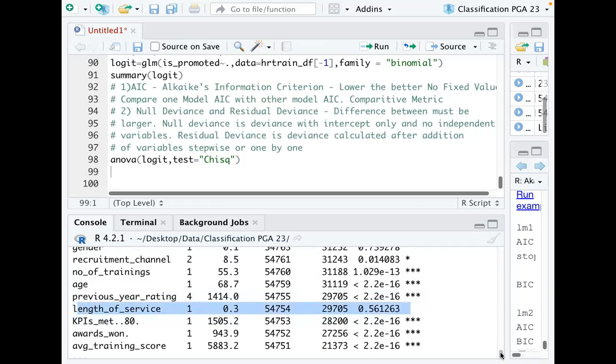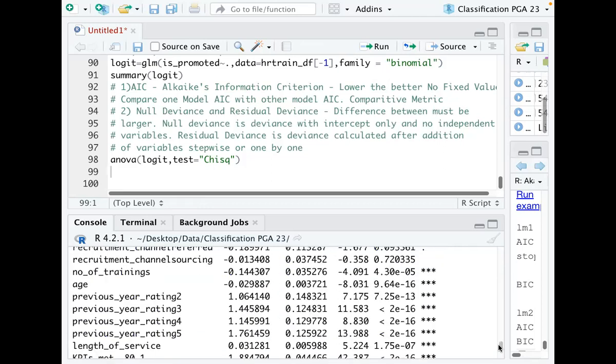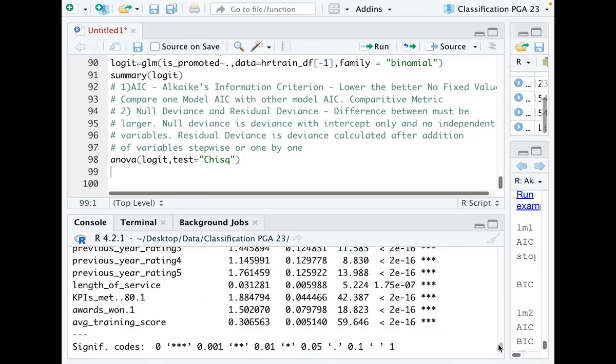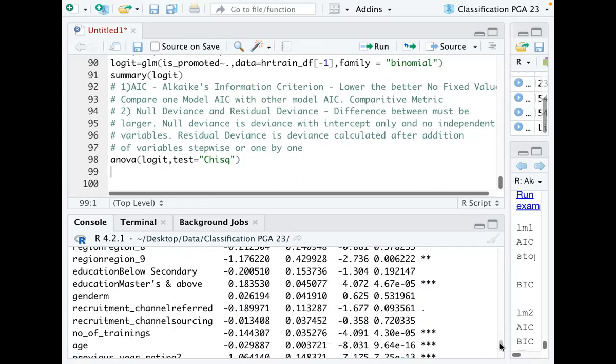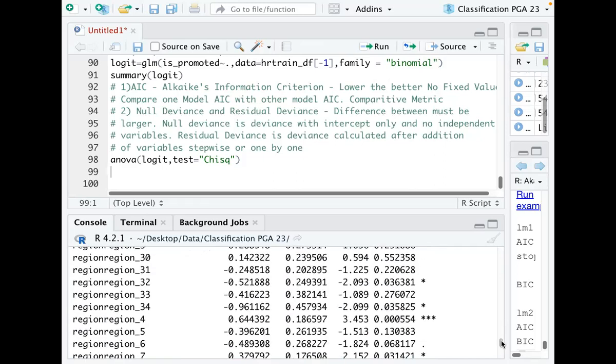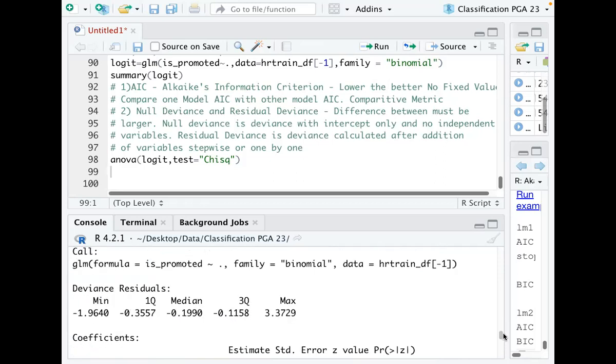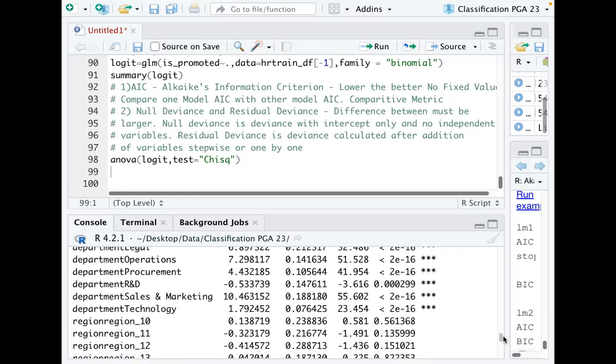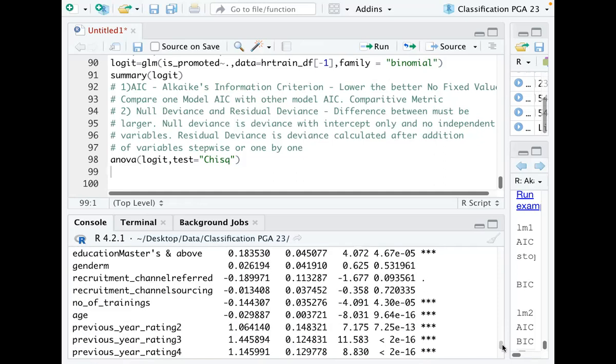If I scroll up and see the output, here also you can see length of service, okay, interaction, it is becoming significant here. But because of interaction with other variables, it is becoming significant. Now regions, I think, is becoming insignificant, some of them. Departments, all are significant. Regions, some of them are significant.